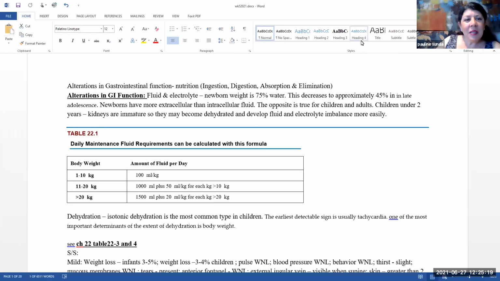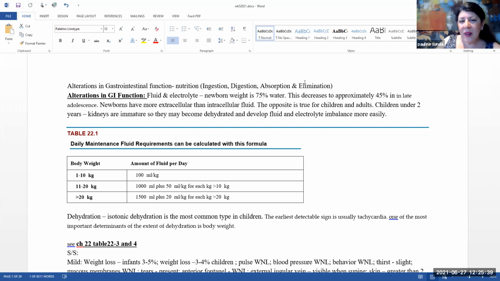Hello. Today we're going to be talking about alterations in gastrointestinal function, specifically nutrition, ingestion, digestion, absorption, and elimination. So alterations in GI function, fluid and electrolytes.